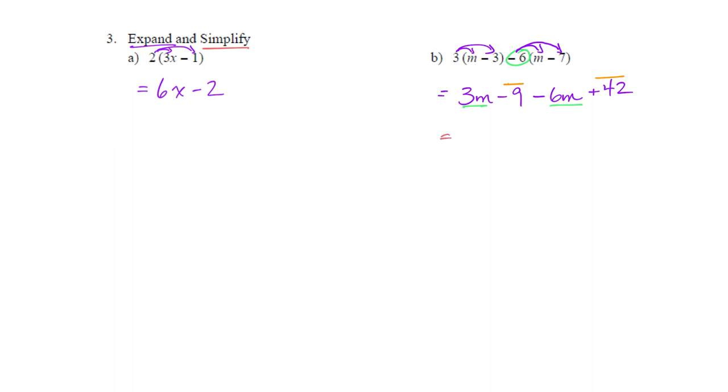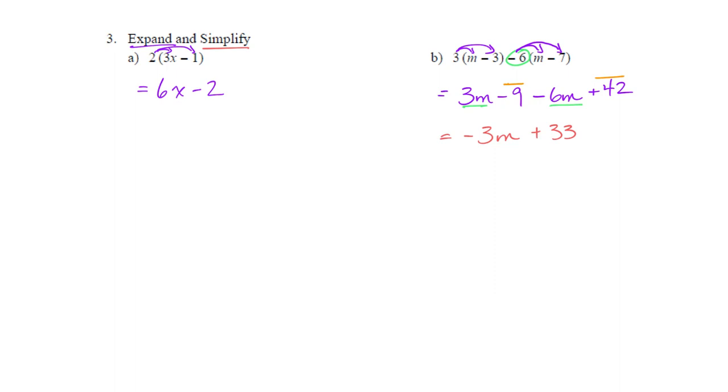That is, I can take my 3m and subtract my 6m. That's going to get me a negative 3m. And be very careful here. I have a minus 9, and then I add 42 to it. So I am hoping that we come in on a positive 33.